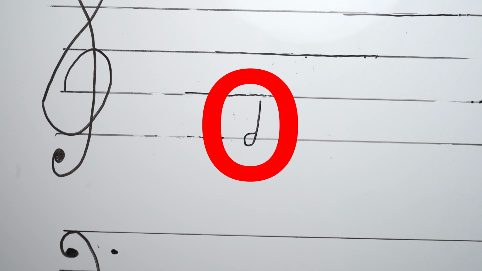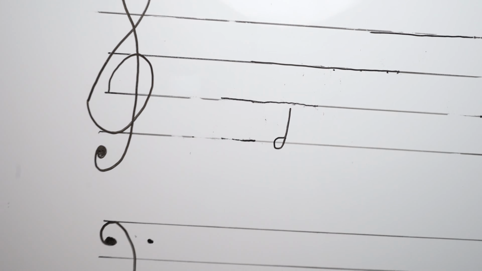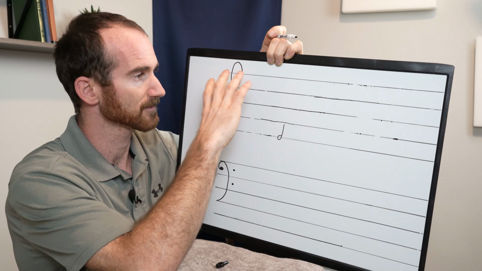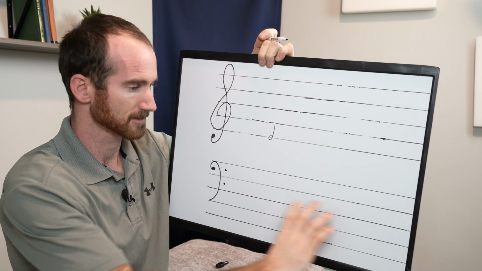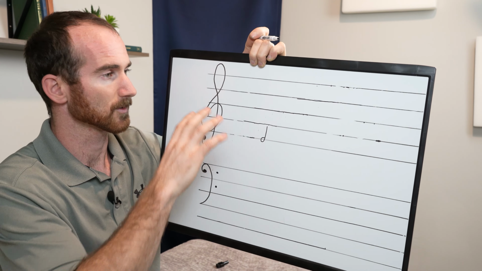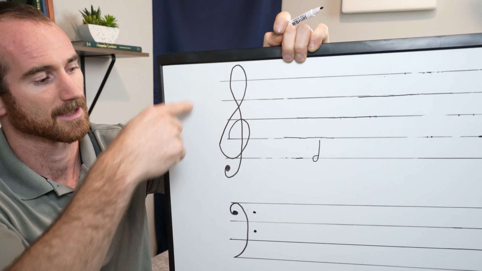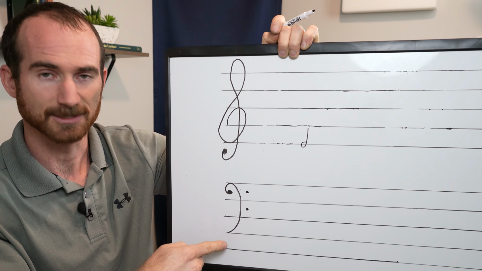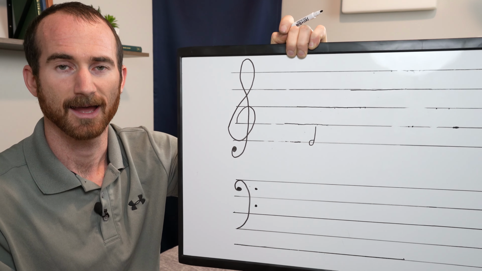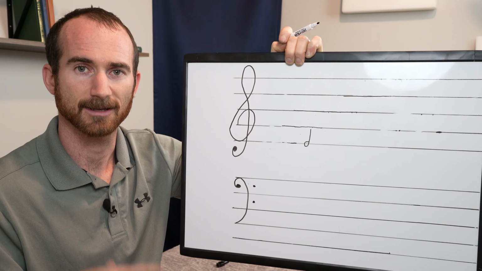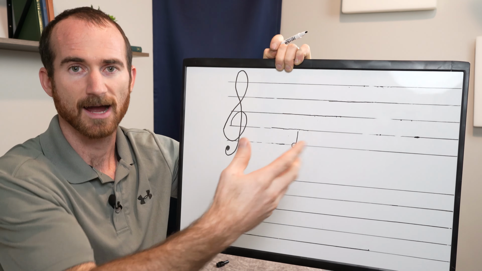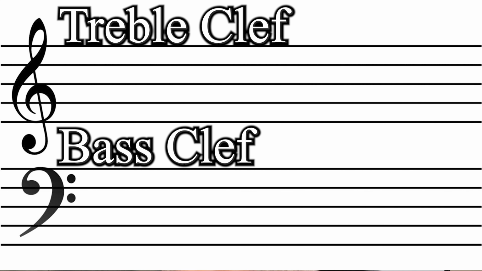That's what a note is represented by on staff music. Now you'll notice there's two sections to staff music. We've got this upper section and this lower section. So this upper section, this sign is called a treble clef, and this lower section is called a bass clef. And as you can almost tell in the name, the treble clef is going to be your higher registers and the bass clef is going to be where your lower notes would be.